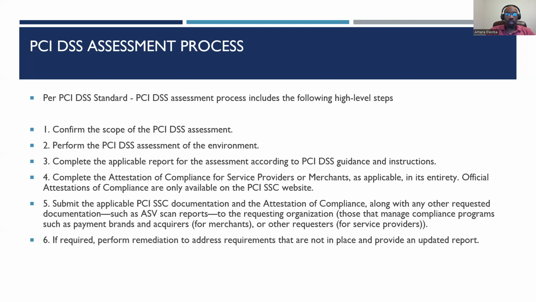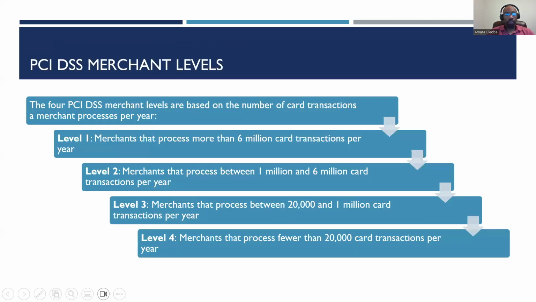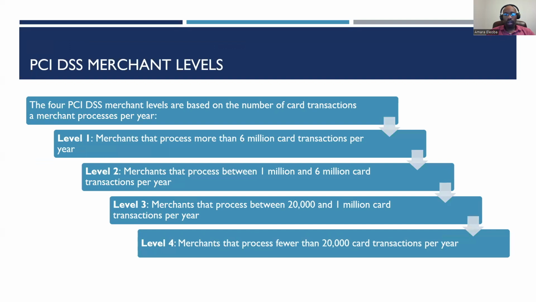Once you're done with number four, then number five, you submit the applicable documentation and the AOC, and other documentation such as the scan reports, whatever the acquiring bank requires. Then number six, if required, you perform remediation to address the requirements that are not in place and provide an updated report.